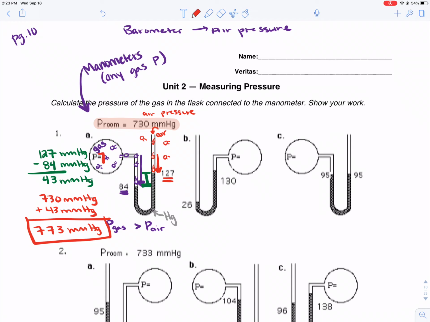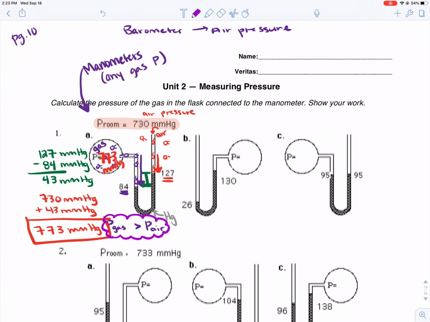So the pressure of the gas in the bulb is 773 millimeters of mercury, which matches what I originally said, which was the pressure of the gas should be greater than the pressure of the air. The pressure of the air is 730. The pressure of my gas is 773. So I have not contradicted myself.